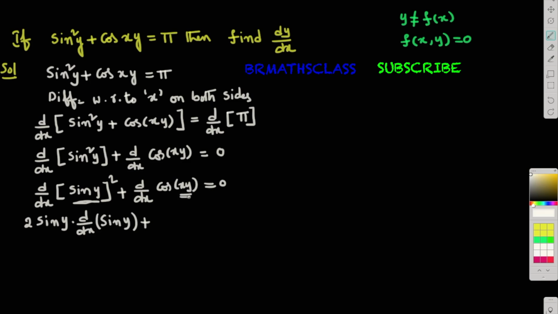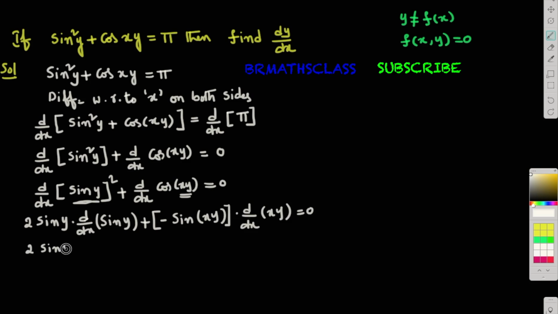Here you imagine this xy as x, then it looks like cos x. Derivative of cos x is minus sin x. Derivative of cos of xy is minus sin of xy into, which one you imagined as x, you need to differentiate it. That is d by dx of xy equal to 0.